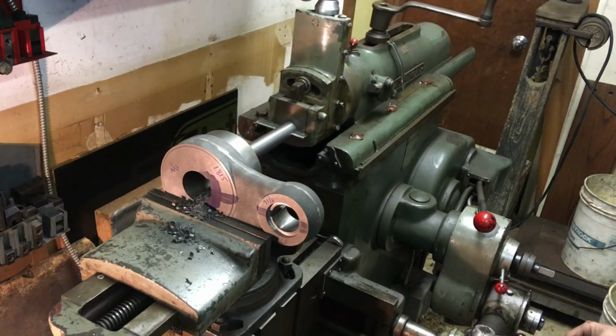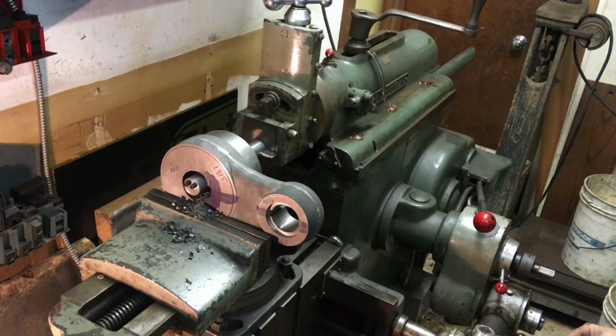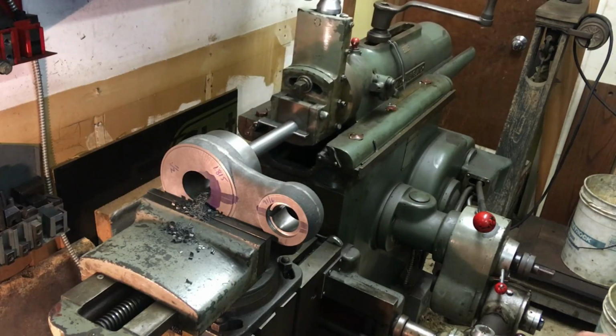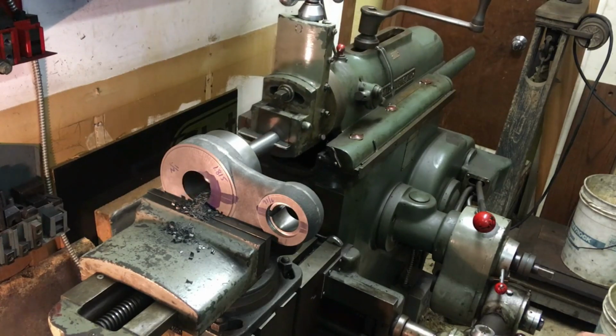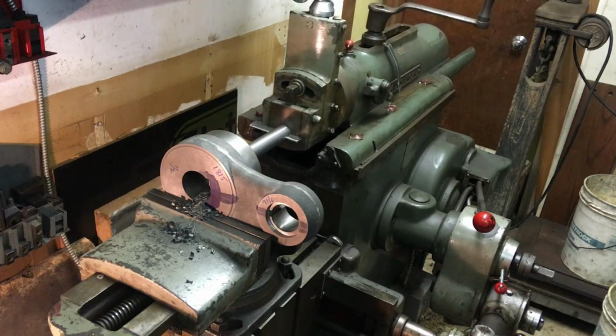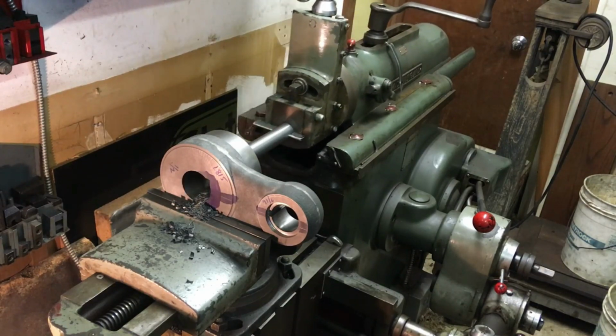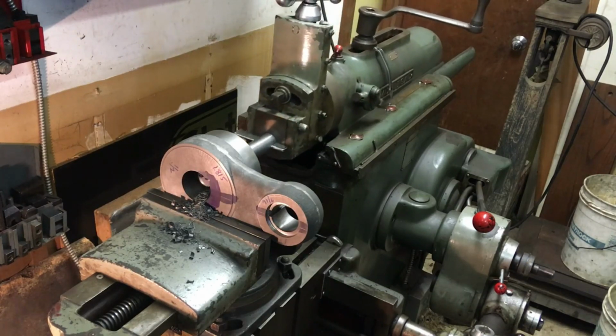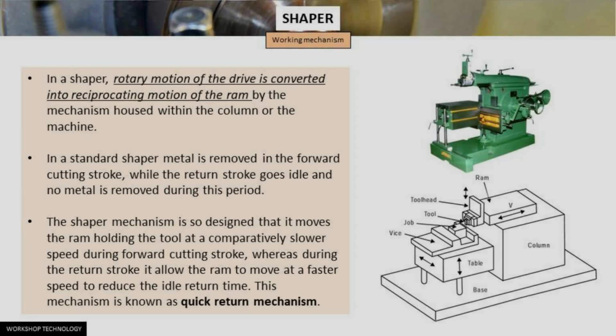As you can see here, the shaper mechanism is so designed that it moves the ram holding the tool at a comparatively slower speed during the forward cutting stroke, whereas during the return stroke it allows the ram to move at a faster speed to reduce the idle return time. This mechanism is what we call a quick return mechanism.